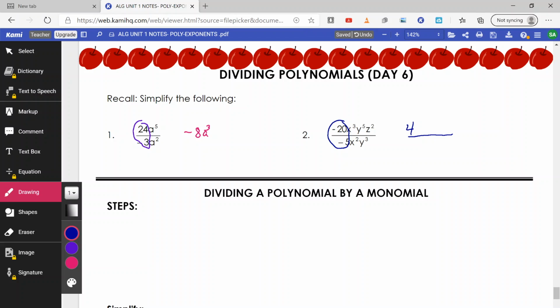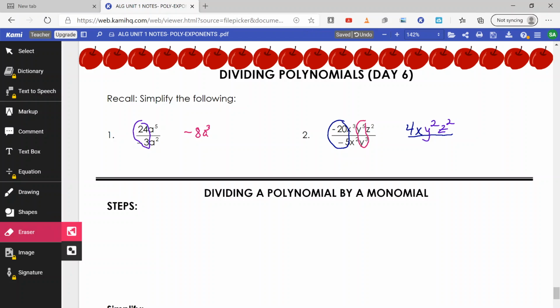And then we have x cubed divided by x squared. Higher exponent is on top, so x is going to be on top. 3 minus 2 just gives me 1. Then I have y to the fifth divided by y cubed. Y to the fifth has the higher exponent, so y is going to be on top. And we'll subtract 5 minus 3, gives me 2. And then z squared, there's nothing on the bottom to work with, so z squared is also up top. So in this case, we end up with 4xy squared, z squared.